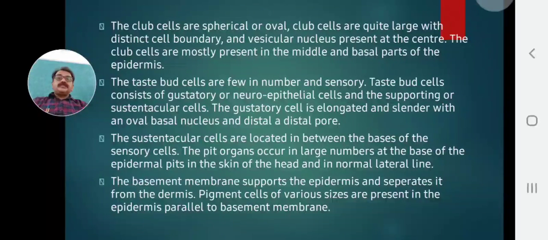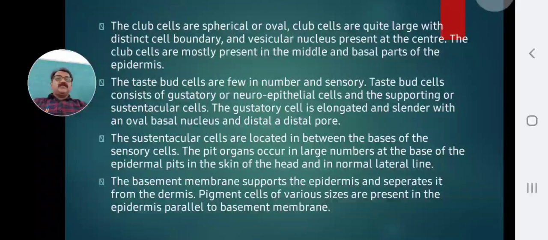Next, in the epidermis, the club cells are spherical or oval. Club cells are quite large, with a distinct cell boundary, and a vesicular nucleus is present at the center.